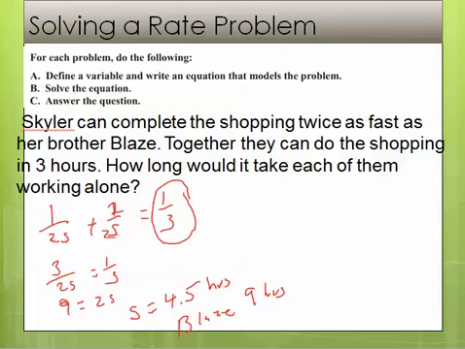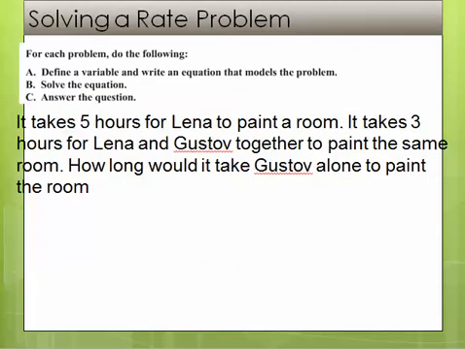Ta-da! Oh man, that's actually cool. Let's look at a couple more of these, okay? It takes 5 hours for Lena to paint a room. 1 over 5, that's her rate. It takes 3 hours for Lena and Gustav together, so 1/5 plus 1 over Gustav is equal to 1 over 3.